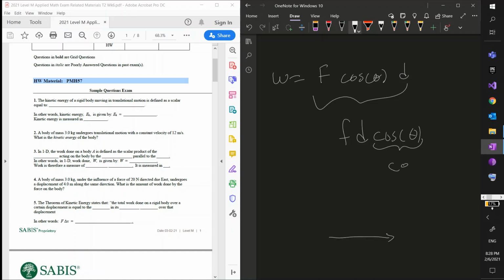If something is traveling in the same direction, they would be along the same line. If they had different directions, they would have different lines of action. So your force could be this, your displacement could be this, you know what I mean? So same direction, angle is 0. Cosine of 0 is 1. Displacement is 4. Force is 20. 20 times 4 is 80. And your work is 80. Unit of measurement is joules because it's work.